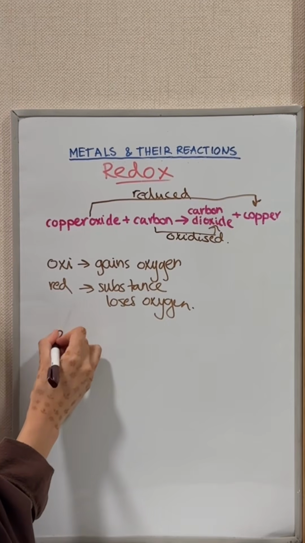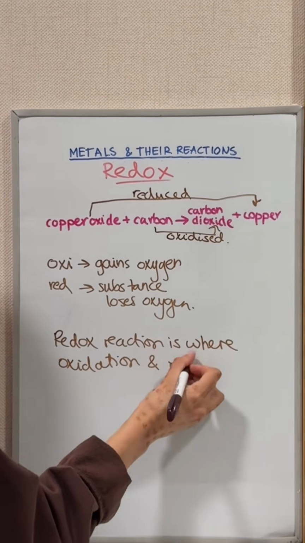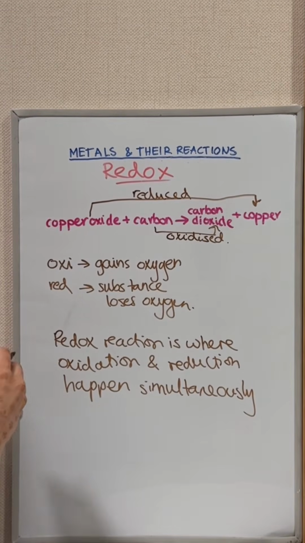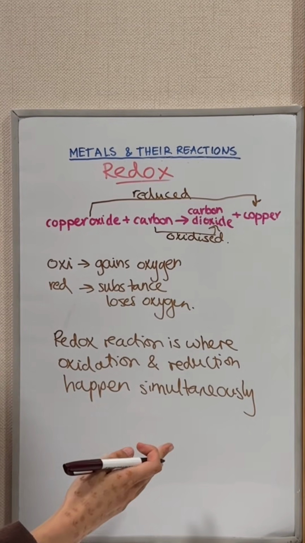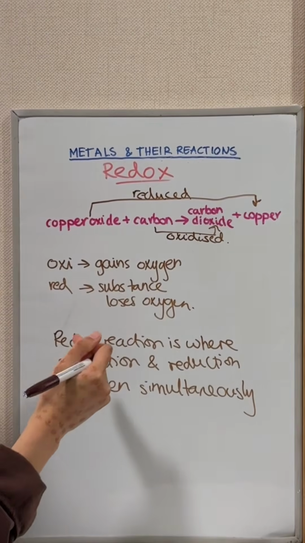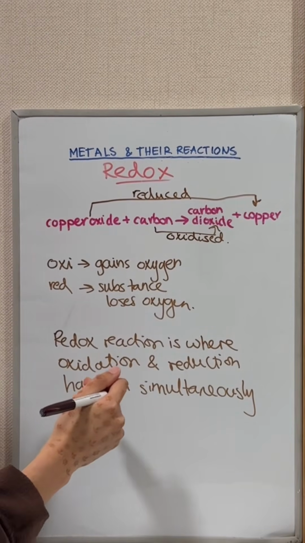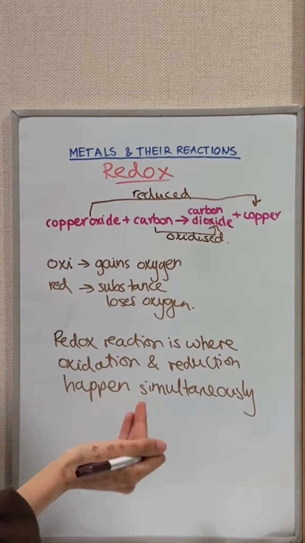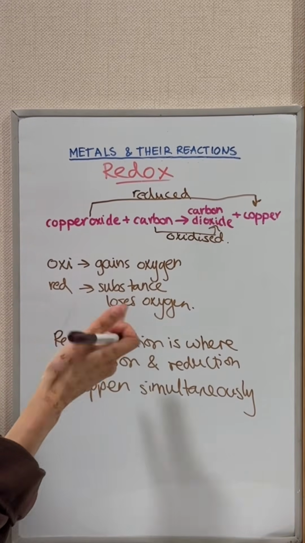So a redox reaction is where oxidation and reduction happen simultaneously. We only had a look at this in terms of gain and loss of oxygen. We can also have a look at an example of gain and loss of electrons where we can show a redox reaction happening.